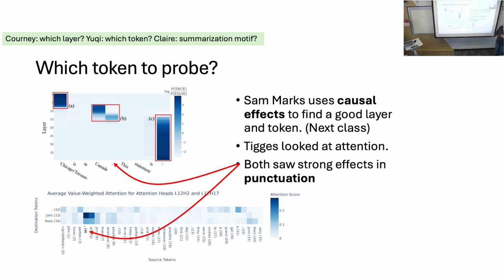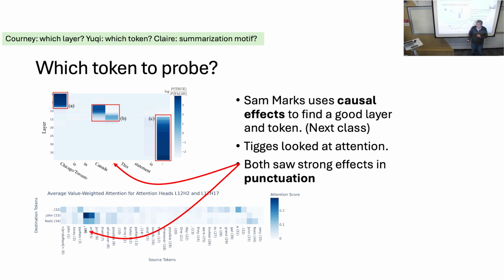I really like Sam Marks's approach. What he did is a causal analysis of tokens and layers. Sam took a single sentence. He didn't even do this over the whole data set. He just took a single sentence: Chicago is in Canada. It's not. Actually, I'm sorry, there's another sentence he puts after that: this statement is. And you want to see if the model says true or false. Chicago's in Canada, and the model should say false.